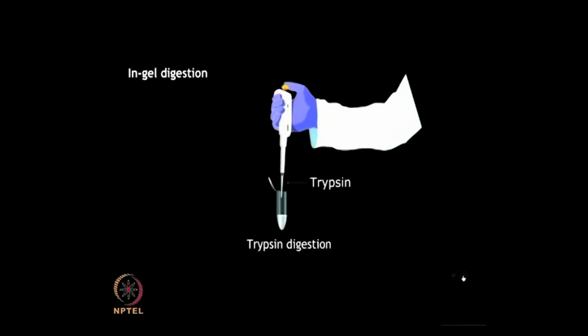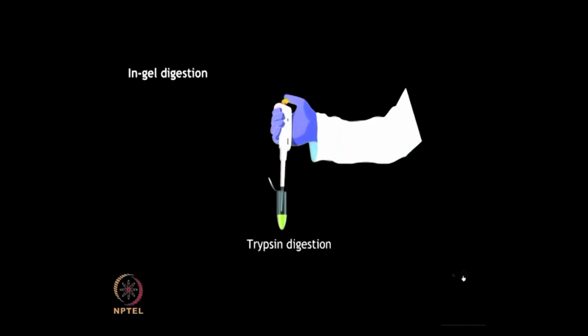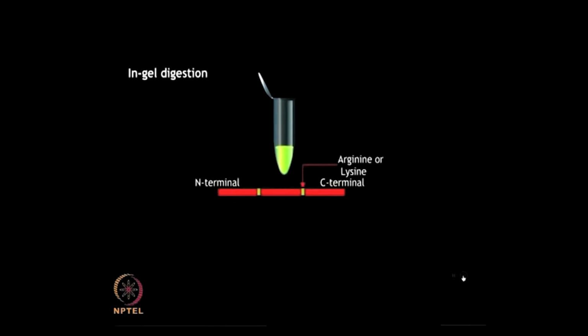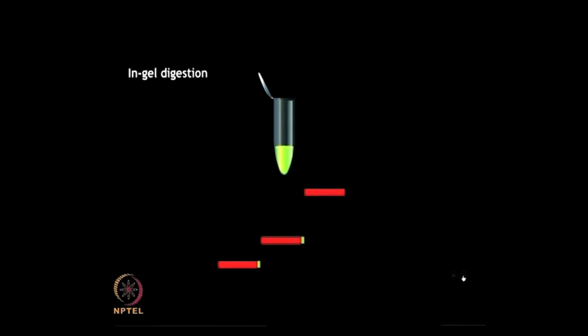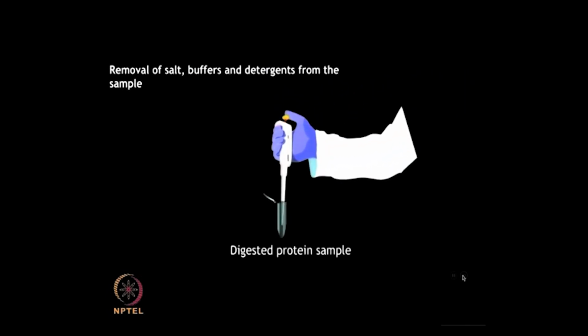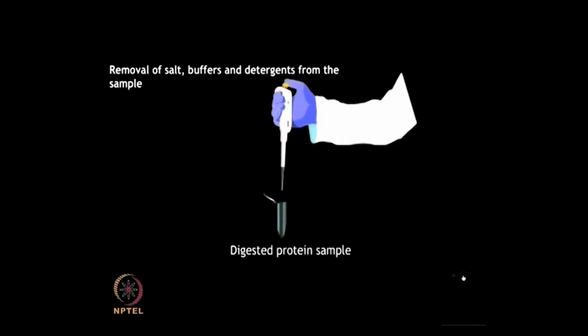Trypsin is then added to this mixture in order to carry out digestion of the protein. Trypsin cleaves the protein at the C terminal of the arginine and lysine residues, but that is not always universal. If you have a proline present immediately after, then it will hinder that. But overall, the protein is digested into smaller fragments of manageable size.